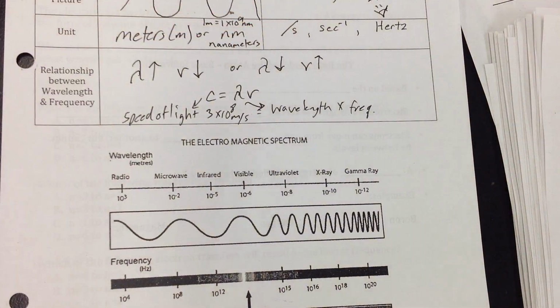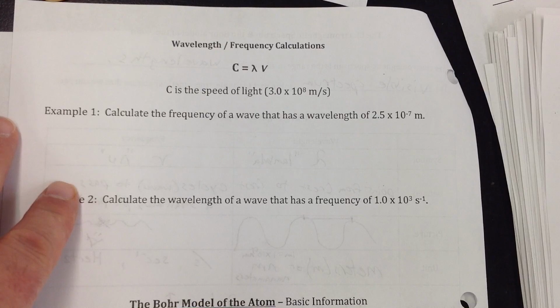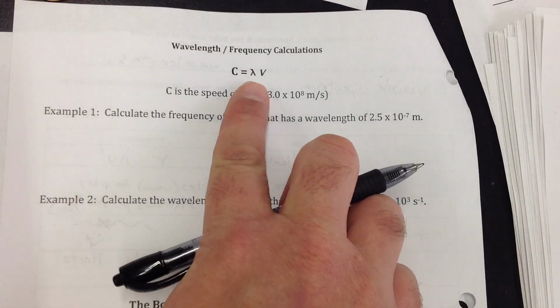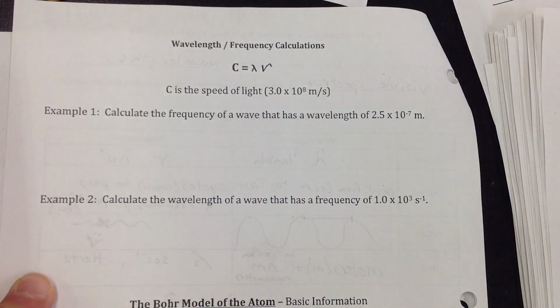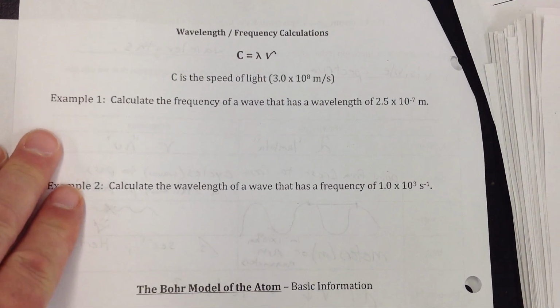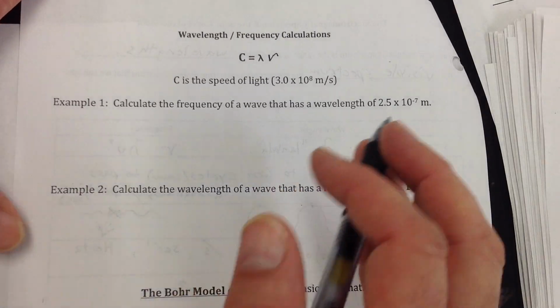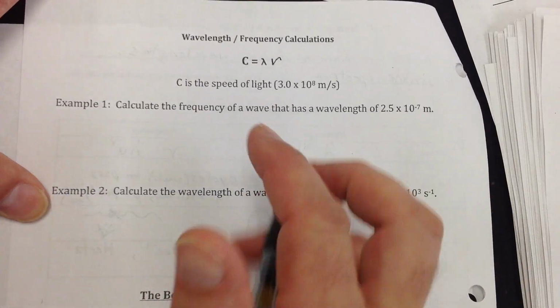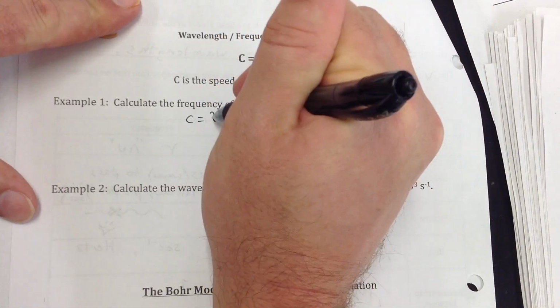Now let's go back to our sheet. Flip the page. All right, Miss Estridge has once again done an amazing job here writing the formula. I would like a little tail on the end of that nu. There we go. So let's do this together. Calculate the frequency of a wave that has a wavelength of 2.5 times 10 to the minus 7th. First thing you need to do is, of course, write that formula down.